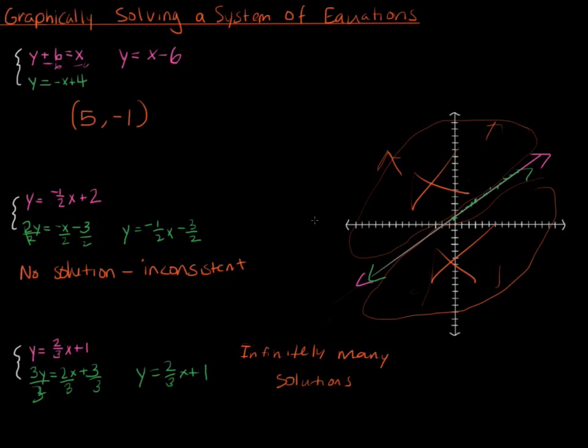So when you're solving systems of equations, there's 3 possibilities. One possibility is that they'll intersect in a single point. Another possibility is that there'll be parallel lines and there will be no solution. And the third possibility is that they'll be exactly the same line and there will be infinitely many solutions. And that is how you solve a system of equations graphically.